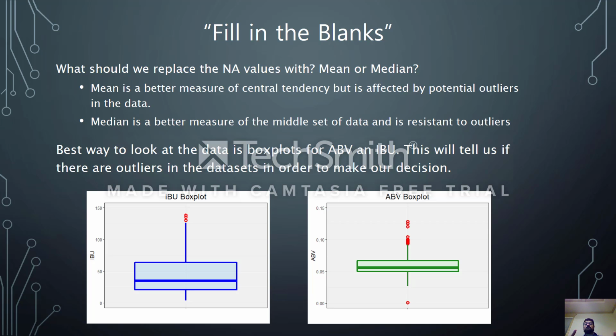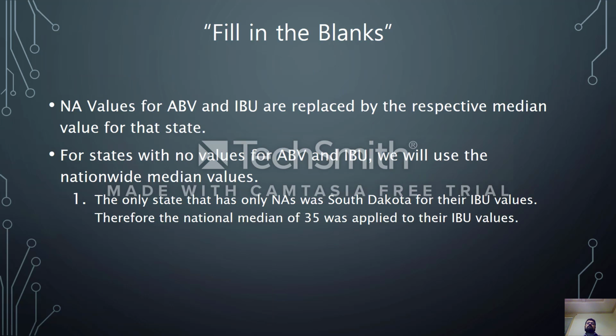This box plot for both of these values tell us if there are outliers. And you can see, depicted by the red circles, that there are. Therefore, it makes more sense to use the median to replace these values. So we will be replacing these missing values with the state medians of the missing value.